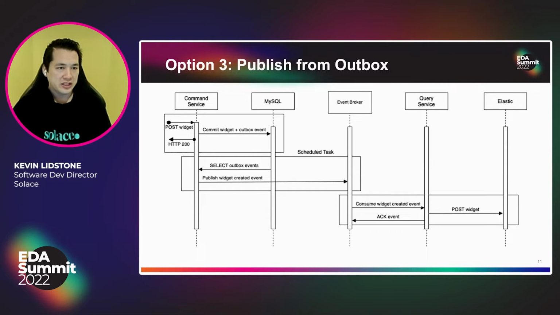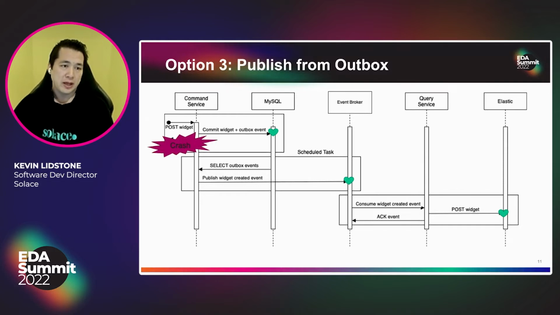So in the final option here, this is where we decided to introduce the Outbox pattern to ensure that we can guarantee the two services are in sync. The way we use the Outbox pattern is we've committed the widget to the database, but we also have a table in MySQL that we call the Outbox table. Whenever we create, update, or delete something, we'll create an Outbox event in this table. Then we have a separate thread running on a scheduled task that's polling the Outbox events, seeing if there are any new records. And if there are, then we publish the event.